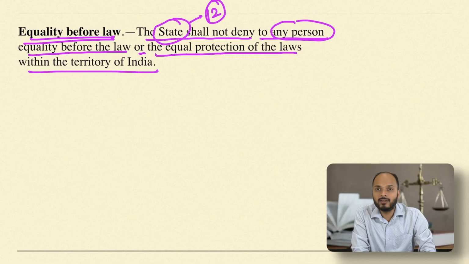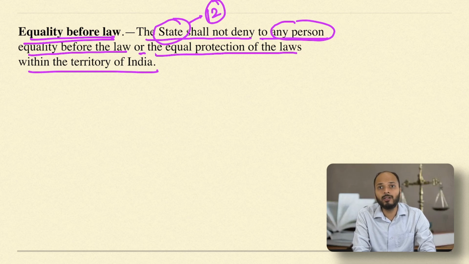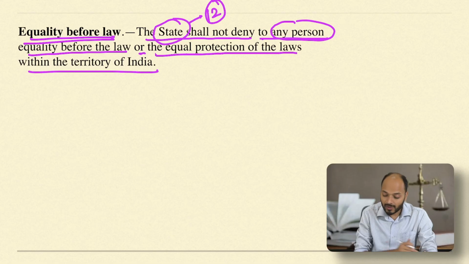Meaning this right is not just available to citizens, it is also available to non-citizens. In fact, in legal terms, it is available to all legal entities. For example, corporates are also one kind of legal entity. So it is available to all, right? It is not just available to citizens.